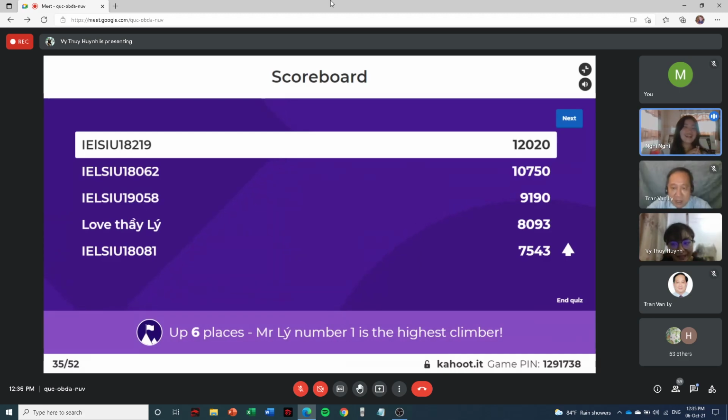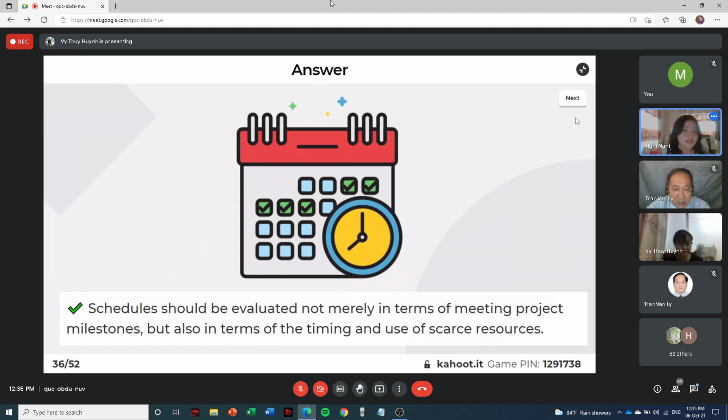Okay. Let's see the explanation for this question first. So schedule should be evaluated not merely in terms of meeting the project's milestones, but also in terms of the timing and use of scarce resources.